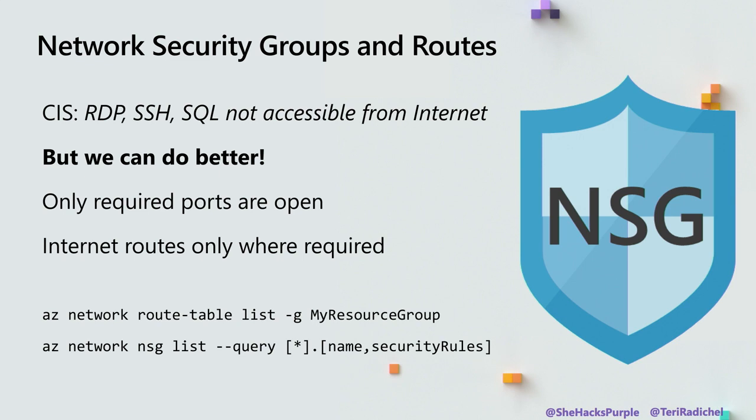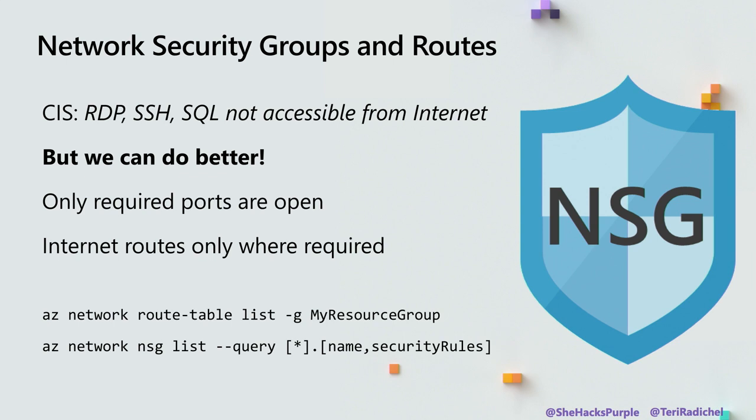So the other thing you want to do is use network security groups and routes to your advantage. In Azure, the network security groups are kind of optional. Like, you don't necessarily have to have them. So you want to make sure you're turning those on and using them on your systems. And again, you want to use least privilege. The CIS says to block RDP, SSH, and SQL from the internet. And I'll show you how to do that.